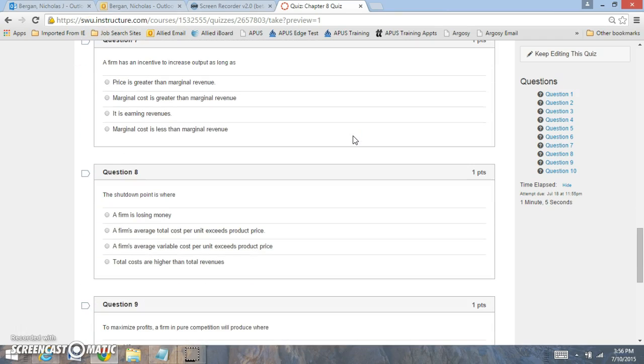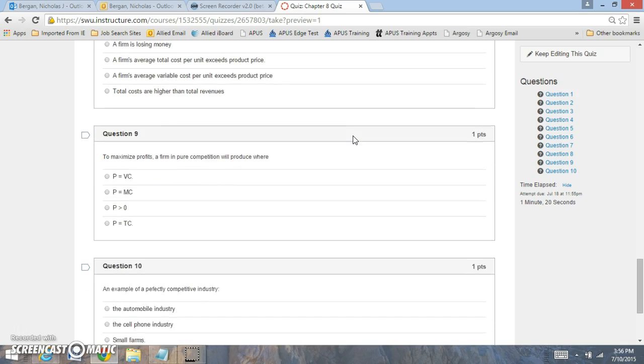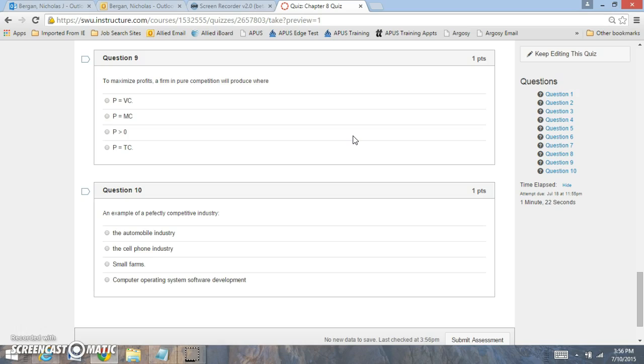Question 7. A firm has an incentive to increase output as long as what occurs? Question 8. The shutdown point. When will a firm shut down? They'll shut down when they're not able to cover certain costs. To maximize profit, firms want to operate where marginal revenue equals marginal cost.